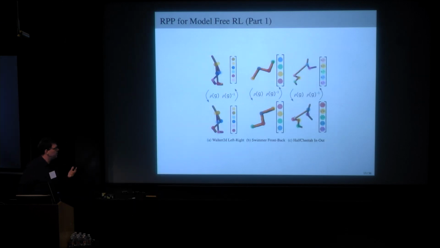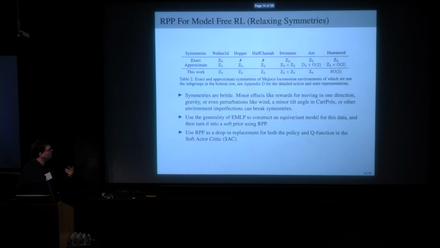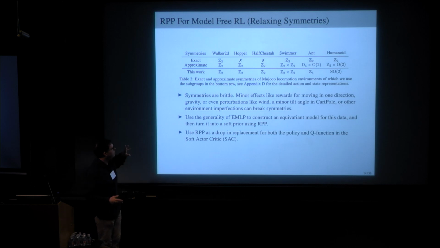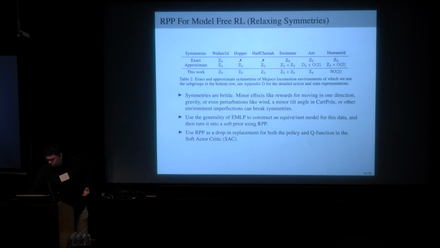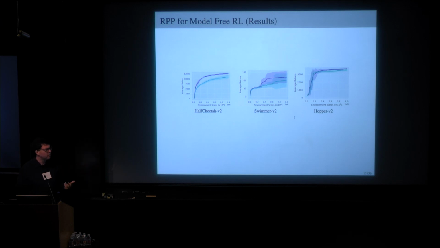We looked at these, as I mentioned, constraints in reinforcement learning settings where there are various symmetries and approximate symmetries. As I mentioned, you can have subtle effects like rewards moving in one direction or perturbations like wind or minor tilt angles and things like this that somewhat break symmetries in these problems. And this is actually very suitable to this type of residual pathway prior approach. By using these kinds of larger groups in the equivariant subspace, we were able to see big improvements in performance over standard soft actor critic models for controlling problems in MuJoCo in this case, in a model-free setting.